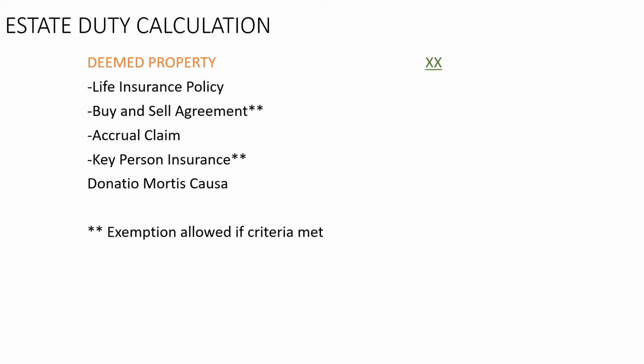What are some of the most common items included under deemed property? You have life insurance policies, a buy and sell agreement, an accrual claim, key person insurance, and a donation upon death, also known as a donatio mortis causa. For the buy and sell agreement and a key person insurance, if a certain criteria is met, then it will be exempt from deemed property.